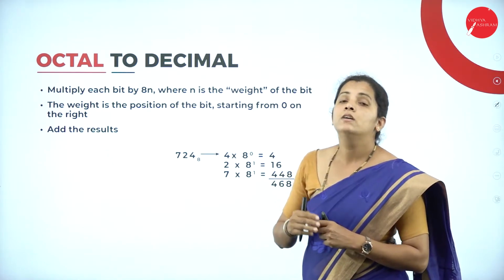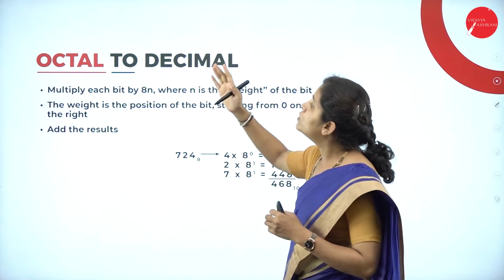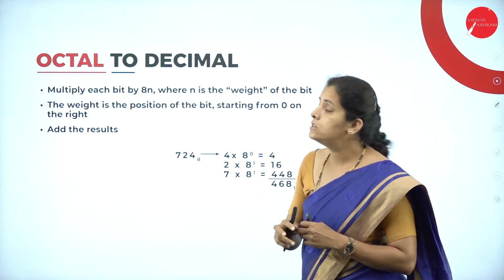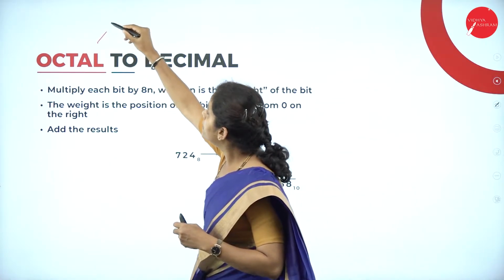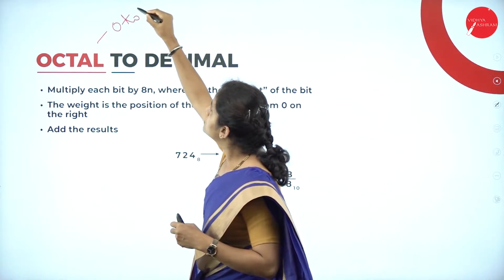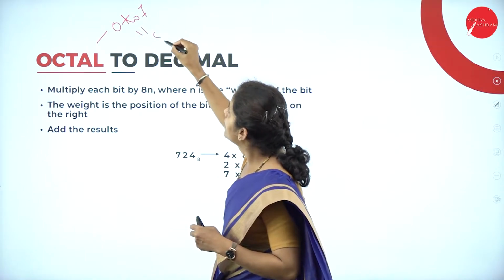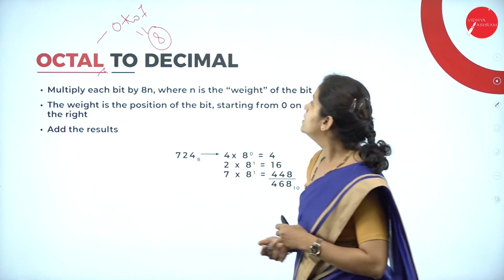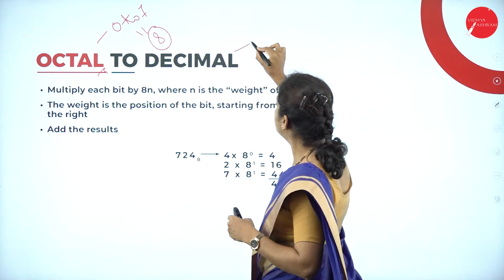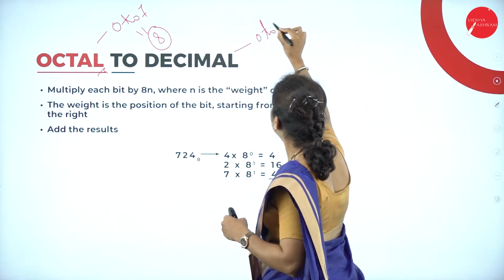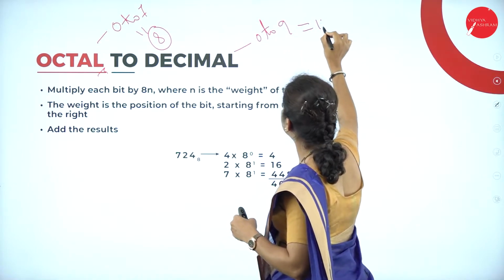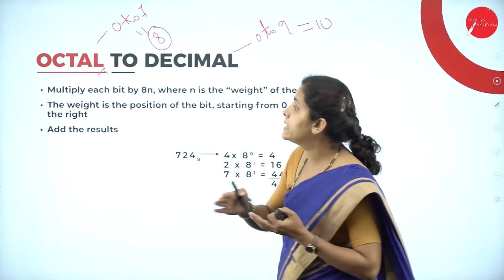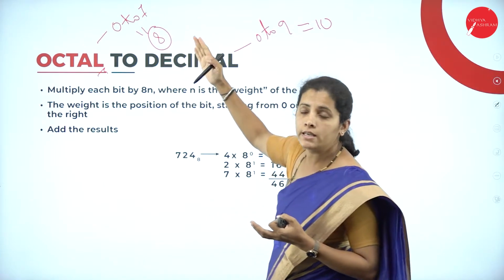Moving further, we are going to get octal to decimal. What is octal? In octal, we get the digits 0 to 7, so in total 8 numbers. Decimal, once again, is 0 to 9, total 10. Now I want to convert my octal number to decimal.